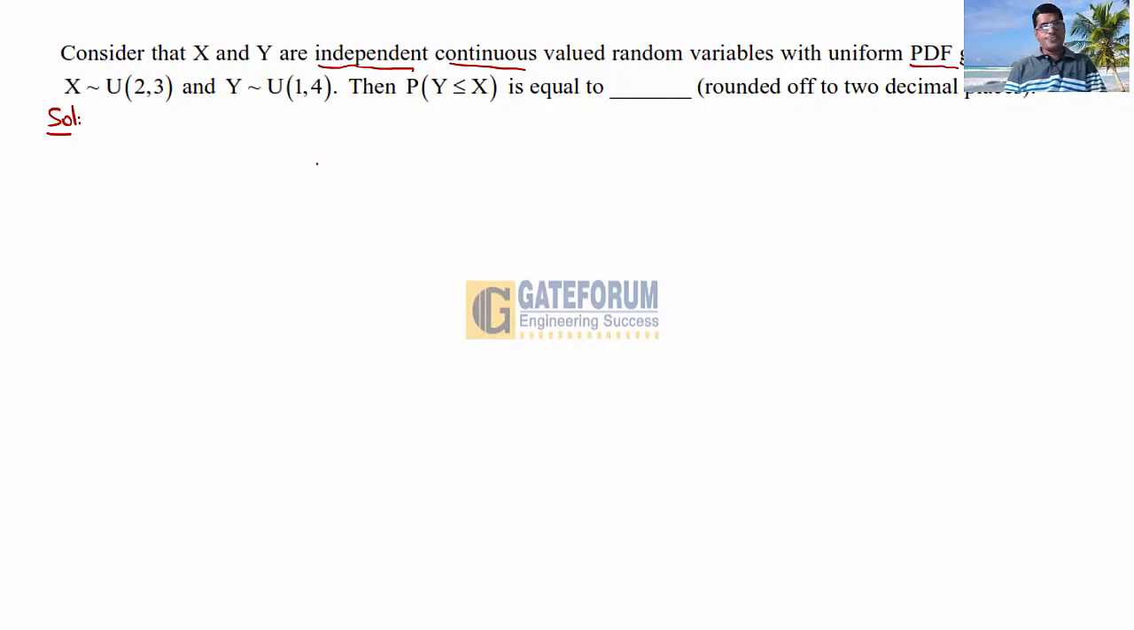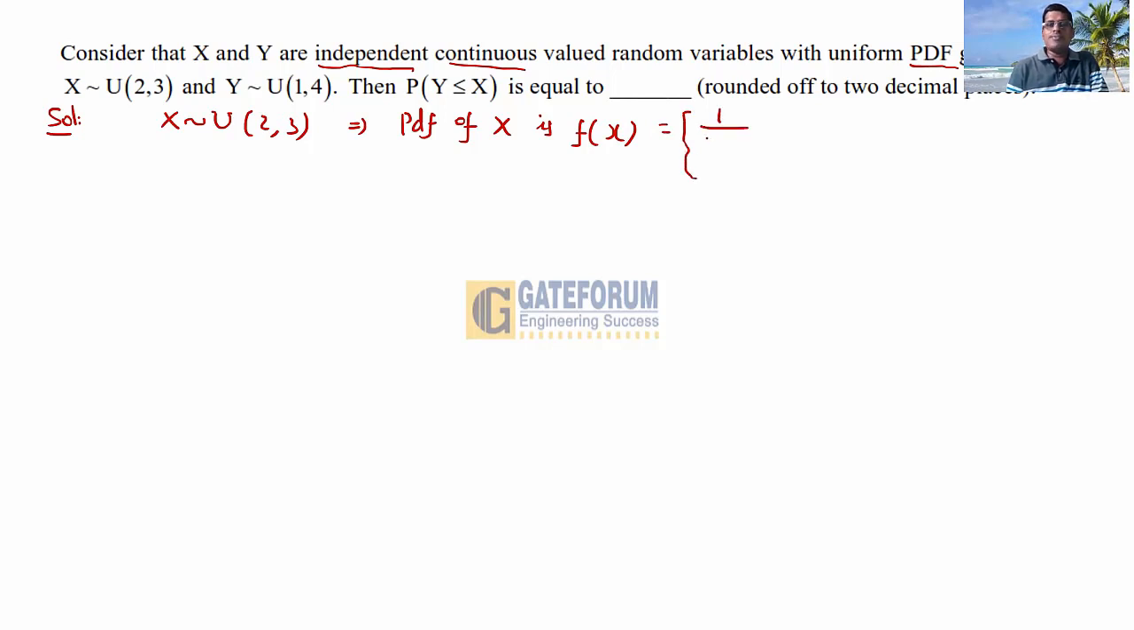For example, see, I am writing x follows uniform of 2, 3, which means that the probability density function of such a random variable x, which is actually not required for this problem, but for a better understanding of this notation, I am writing it as 1 upon b minus a, that is 1 by 3 minus 2, if 2 less than x less than 3, and 0 otherwise. This is the way of writing the probability density function of the uniform random variable.